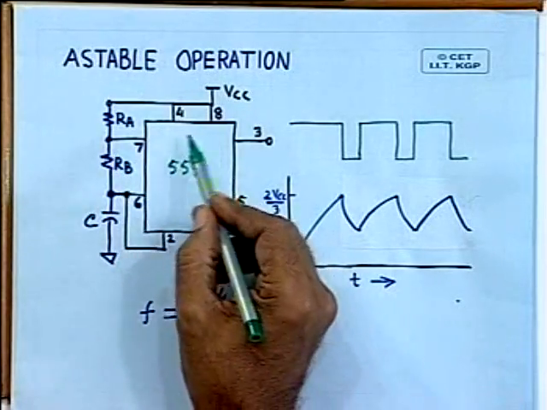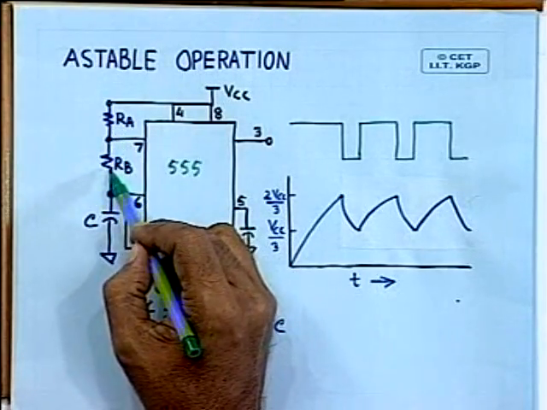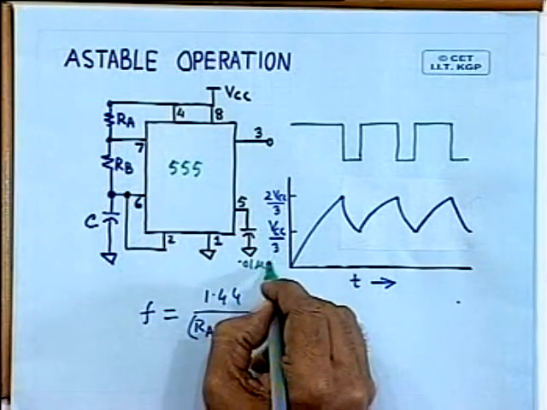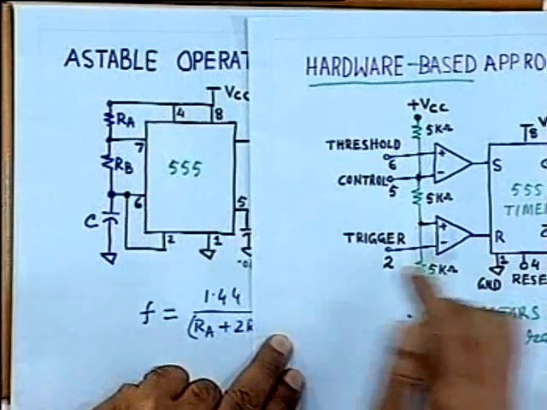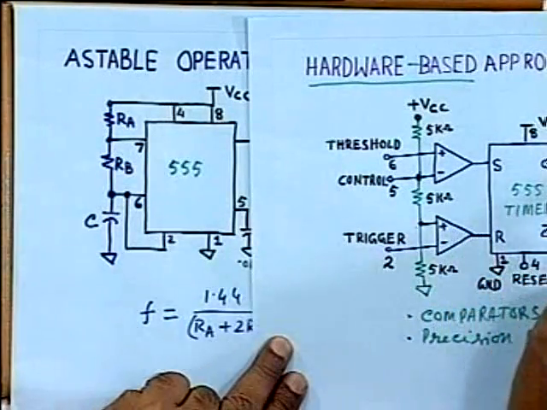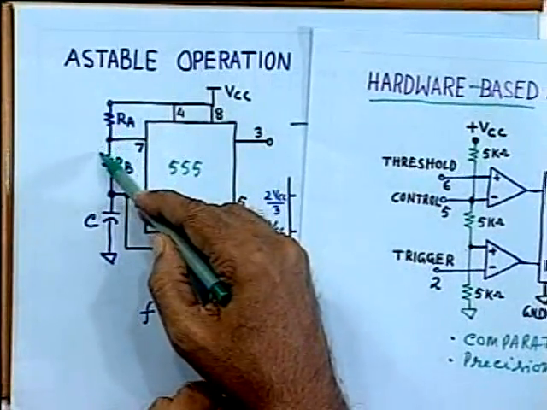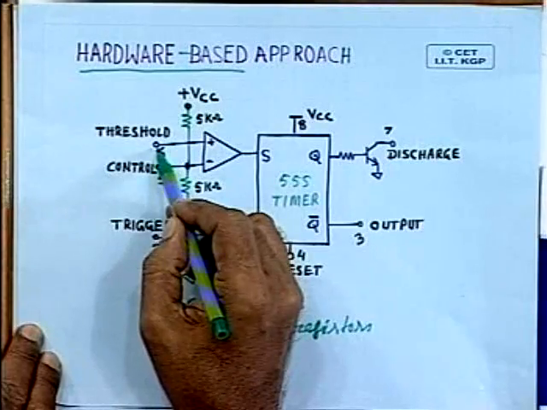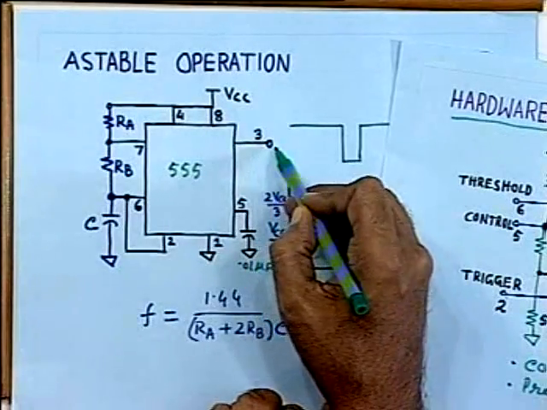Here you see we have used 4 additional components: 2 external resistors RA and RB, a capacitor C, and another small capacitor, say 0.01 microfarad. And let's see how it operates. As shown in this diagram, pin number 7, which is the discharge pin, is connected to the junction of these 2 resistors, and pins 2 and 6, the comparator pins, are tied together and connected to the junction of this capacitor and resistor, and 3 is available as output.